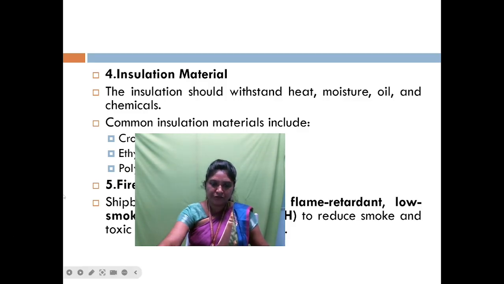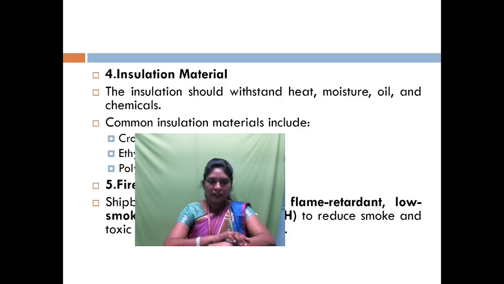The next factor is fire resistance. The shipboard cables should be flame retardant. They should not be exposed to any fire, and no fire hazard situation should happen. So the shipboard cables should be flame retardant, low smoke and halogen free, in order to reduce the smoke and toxic gas emissions that occur during fire conditions. So it should be selected this way.